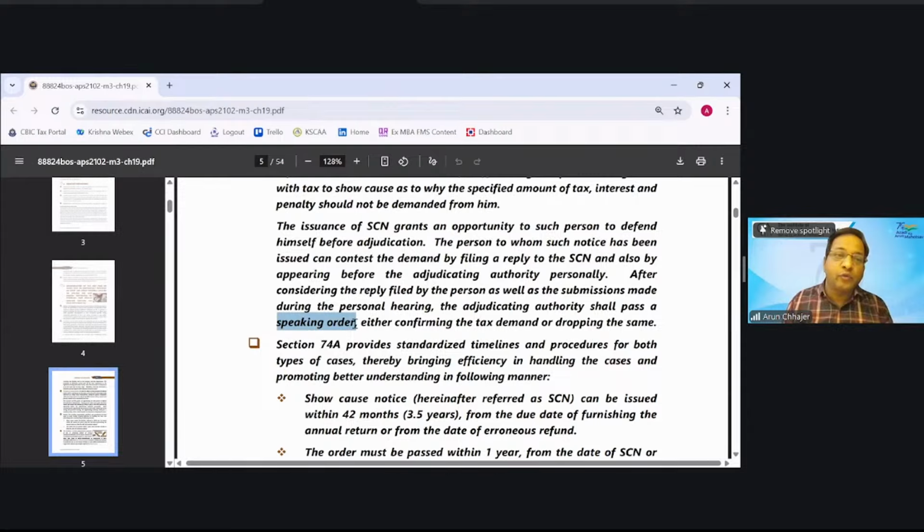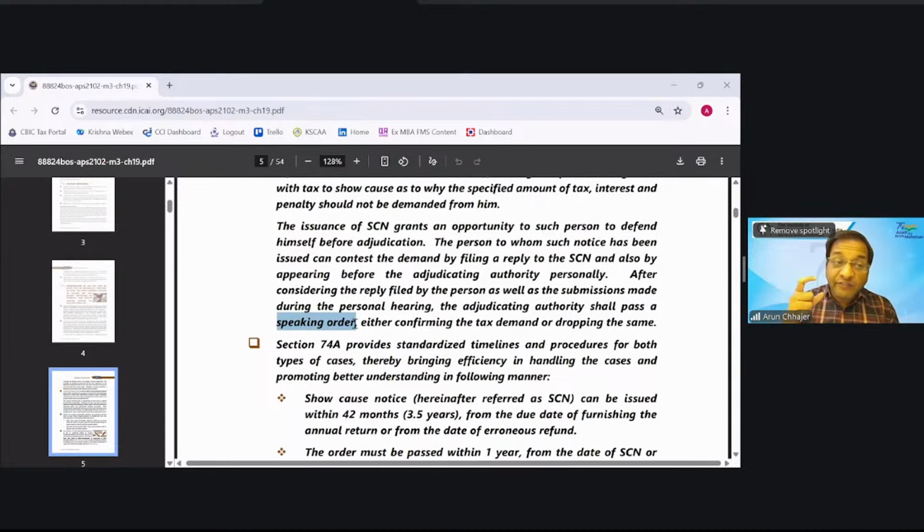Section 122, the penalty section. Section 122, sub-section 1 has 21 clauses. The officer has raised a demand of 10,000 rupees, saying we are raising the demand under 122 of rupees 10,000. Is that a speaking order? Again, the answer is no.